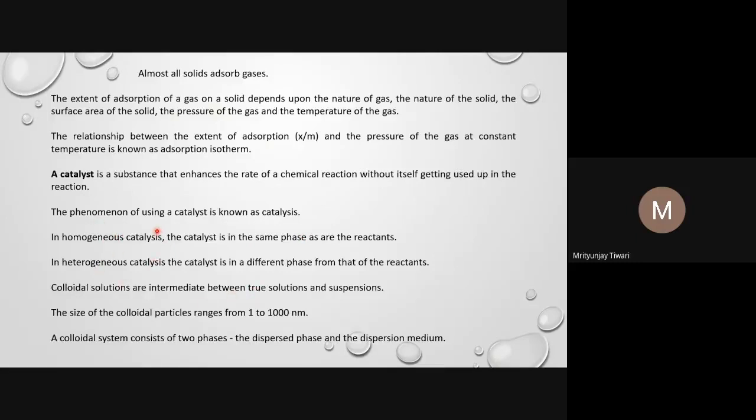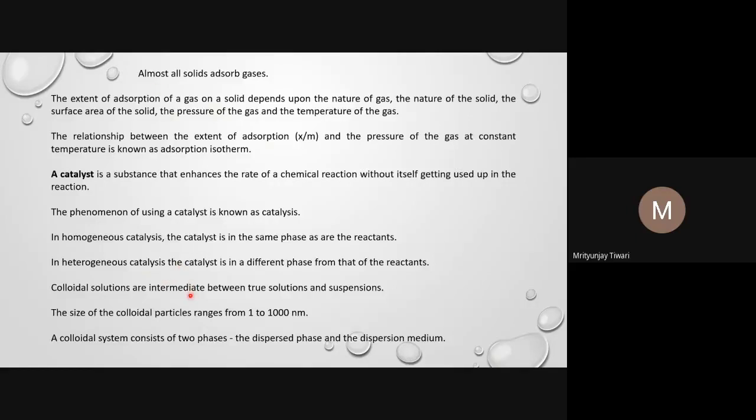What is homogeneous catalysis? If the catalyst and the reactants are in the same physical state or the same phase, the process is called homogeneous catalysis. And if the catalyst and the reacting substances are in different physical states or different phases, the catalysis is called heterogeneous catalysis. Examples and the mechanism of heterogeneous catalysis we have already seen.